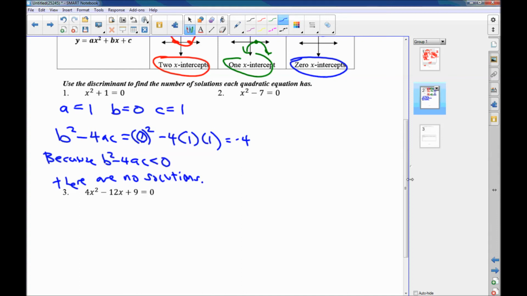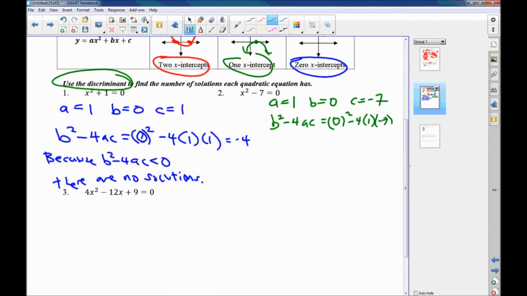Number 2, same kind of thing. We write down what A, B, and C are. So A is 1, B once again is 0, but this time C is a negative number, so negative 7. We plug it into our discriminant formula, B squared minus 4AC. Okay, so it says use the discriminant. We have to actually use that part. And we get 0 squared minus 4 times 1 times negative 7. This works out to 28.